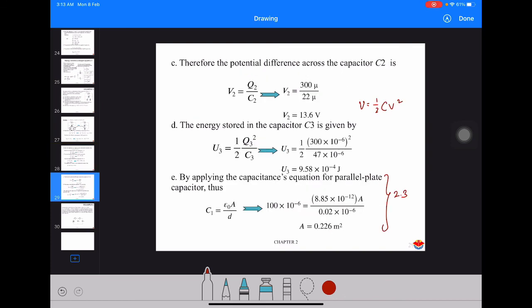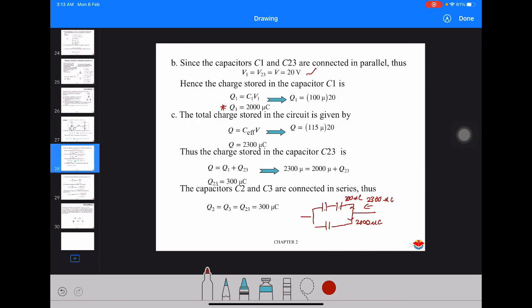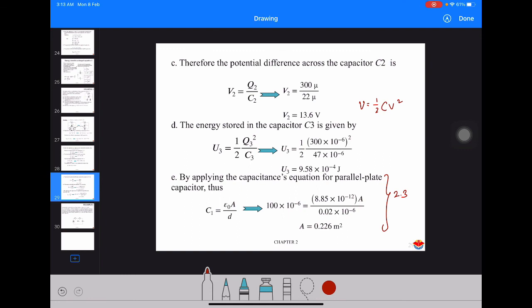Okay, since there's no V, maybe we can use a different formula, which is U equals to half QV. So if I want to use U3 equals to half Q3 V3, I just have to substitute the value. So this one is 300 times 10 negative 6. Okay, so again, I don't have the V. Okay, no wonder they are using that formula. Okay, this one is U.